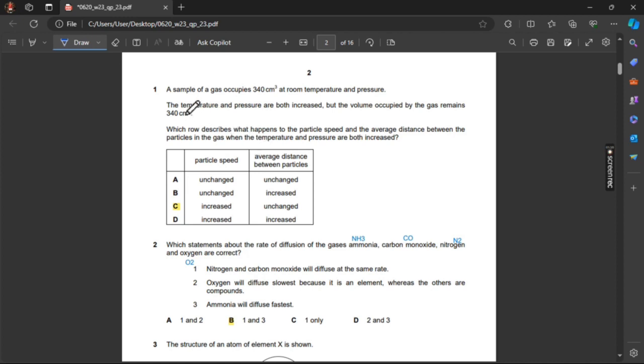Okay, the temperature is increased. It means the kinetic energy of the particles is also increased, which means the particle speed is increased. We should remove answers A and B. And the volume occupied by the gas remains the same, so the average distance between particles remains unchanged. So the correct answer is C.